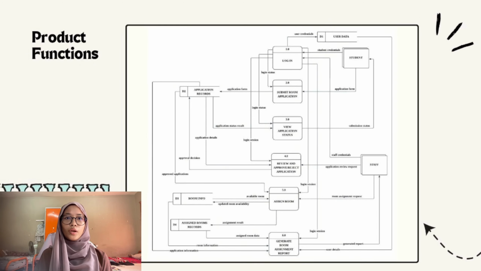4.0 Review and approve or reject application. Staff will review all submitted applications and make decisions to approve or reject them based on eligibility and room availability. 5.0 Assign room. Once applications are approved, staff can assign available rooms to students based on their preference and room availability. 6.0 Generate room assignment report. Lastly, the system can generate reports that summarize the room assignment data.